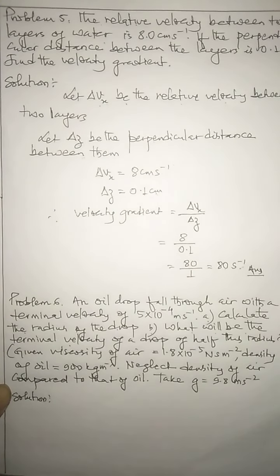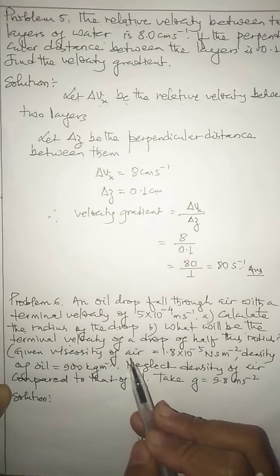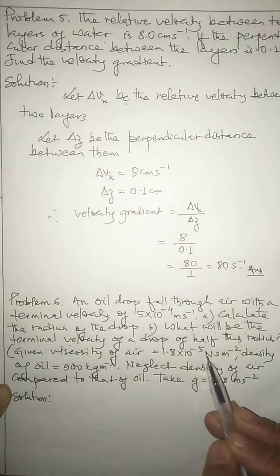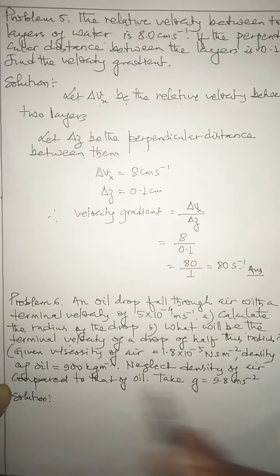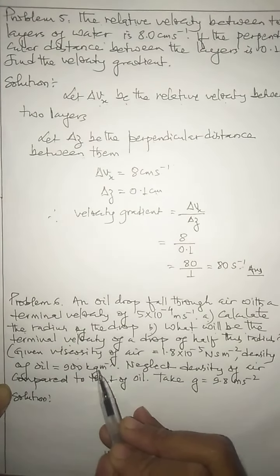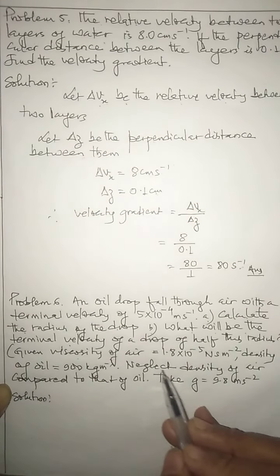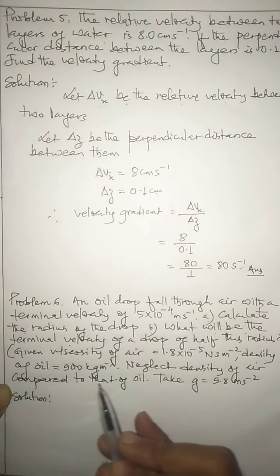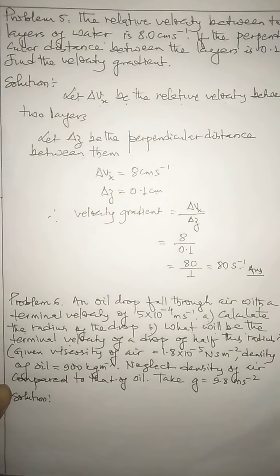So we need to calculate the terminal velocity again of that same oil drop when the radius is half. Now what is given in the question? Viscosity of air is given 1.8 × 10^-5 Newton second per meter square. Density of oil is given 900 kg per meter cube, and the density of air has been neglected. Means in this case the air is very light compared to oil, so that's why the density of air has been neglected with respect to that oil. And g, the acceleration due to gravity, value is given 9.8 meter per second square.